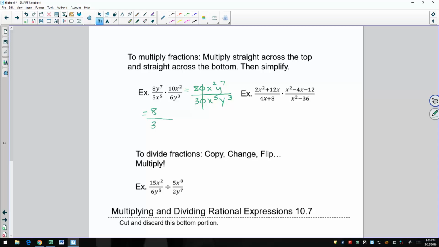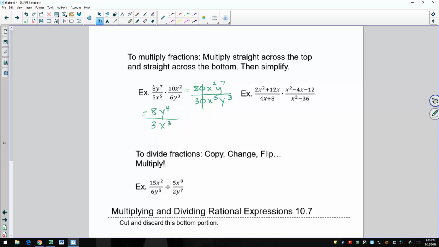And then the x's, remember x to the 5th is bigger than x squared, so it's going to be on the bottom, and 5 minus 2 is 3. 7 is bigger than 3, so y is going to be on the top, and 7 minus 3 is y to the 4th. And that's your final answer.